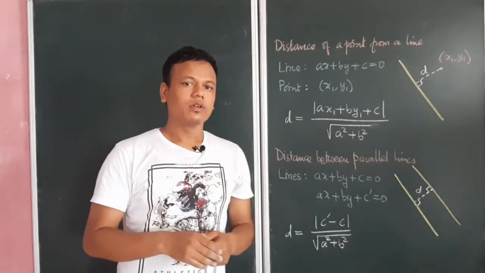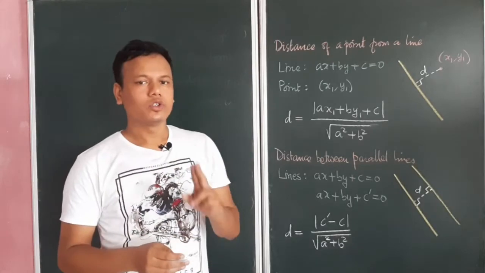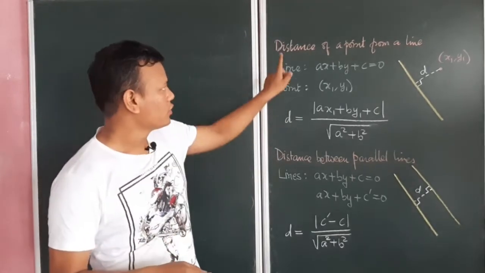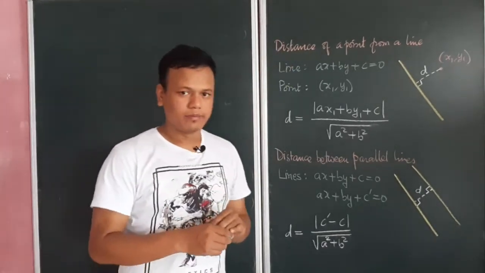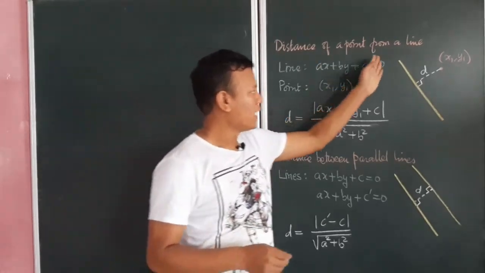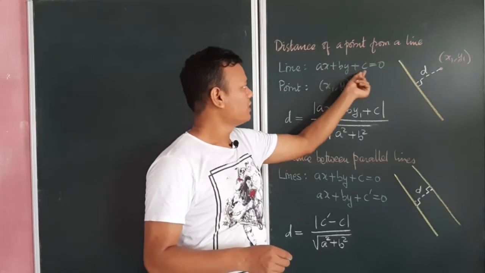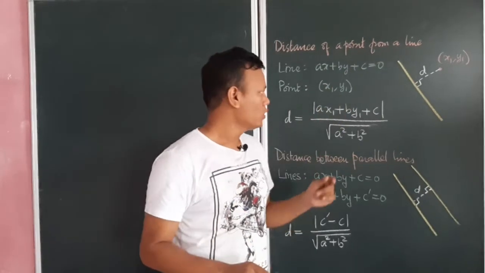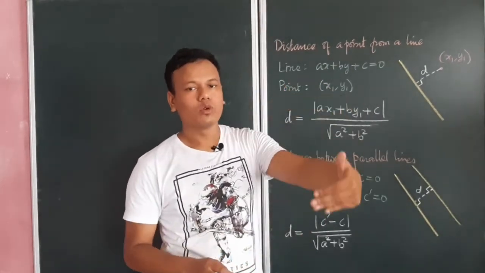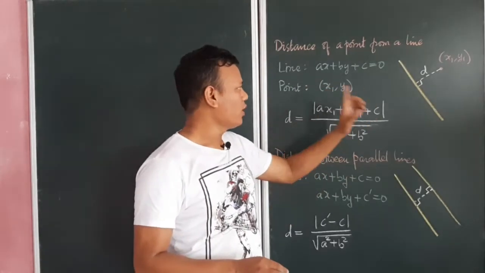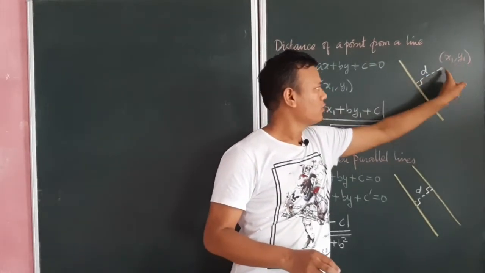In this exercise, we are going to learn two very important things. One is called the distance of a point from a line. For example, there is a line given to you, and the equation of the line is ax plus by plus c equals 0. And there is one more point given to you, that is x1, y1.